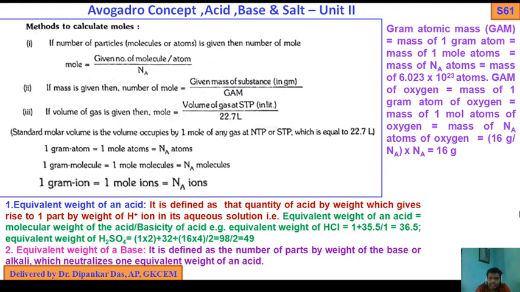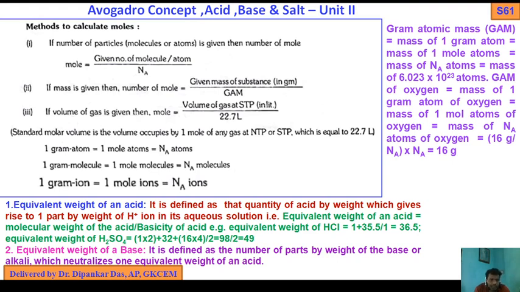For example, equivalent weight of HCl: molar mass of HCl is 1 + 35.5, divided by 1. As you know, in HCl one replaceable hydrogen atom is present, so basicity is 1, so that's why it is 36.5. Equivalent weight of H2SO4: molecular mass is 98, that is 1 × 2 + 32 + 16 × 4, divided by 2, because H2SO4 contains 2 replaceable hydrogen atoms, so basicity of H2SO4 is 2. So 98 by 2, that is 49. In this way you can calculate the equivalent weight of an acid.